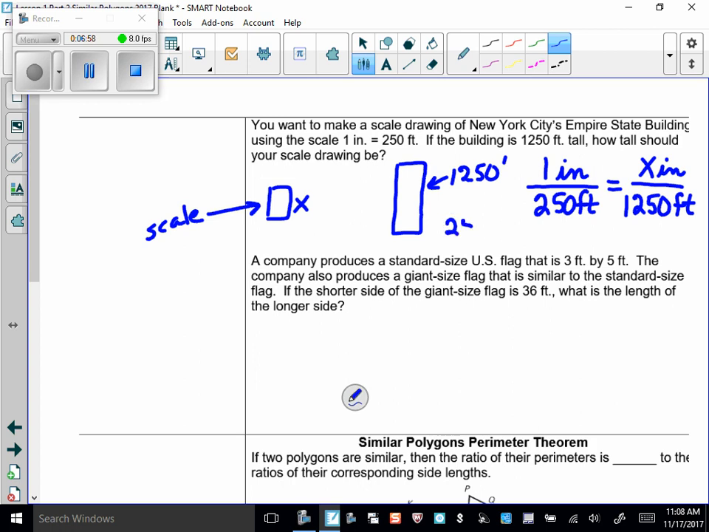So I got 250 times x equals 1250. So when I divide 1250 by 250, I end up getting 5, right? 5. And we're looking for how tall should the scale drawing be. The scale drawing is in inches, so I know the height of my scale drawing is 5 inches. 5 inches would correspond to 1,250 feet.